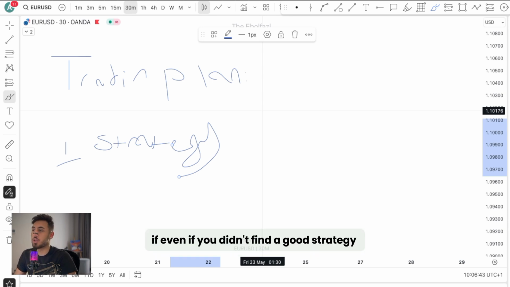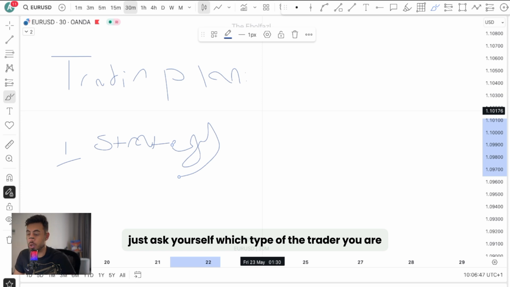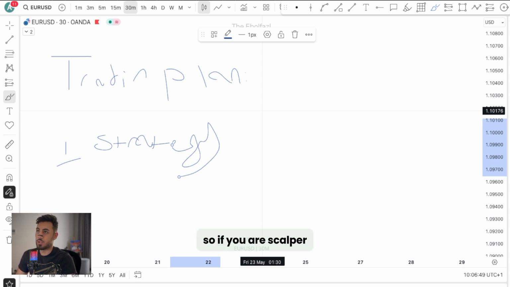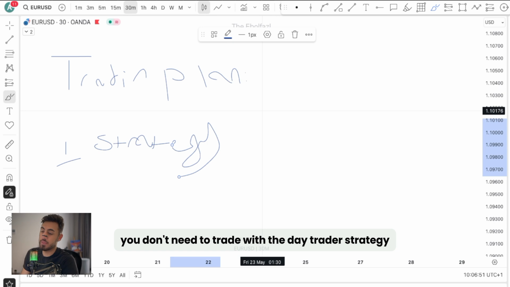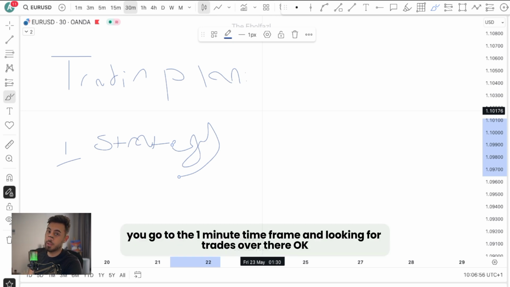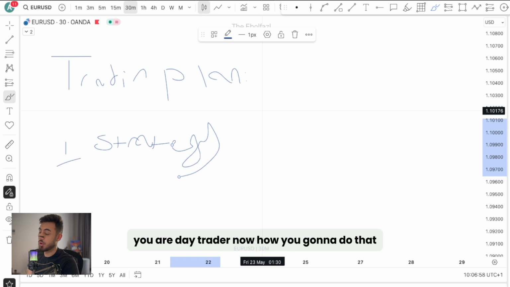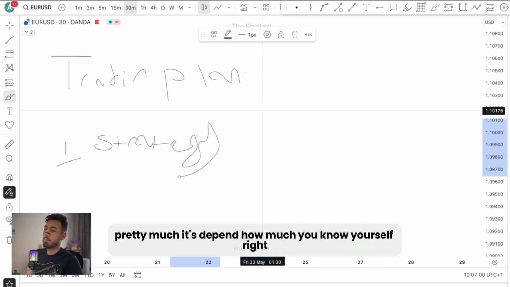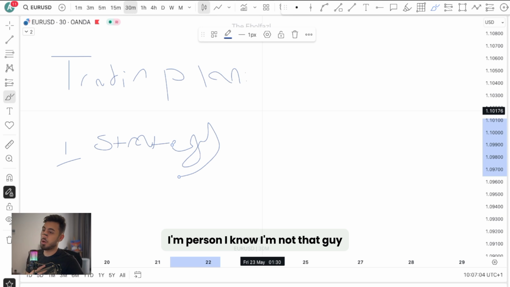Even if you haven't found a good strategy, just ask yourself which type of trader you are. Are you a day trader or a scalper? If you're a scalper, you don't need to trade with a day trader strategy. If you are a day trader, why go to the 1 minute time frame looking for trades? You are a day trader. How are you going to do that? It depends on how well you know yourself. I know I'm not that guy.